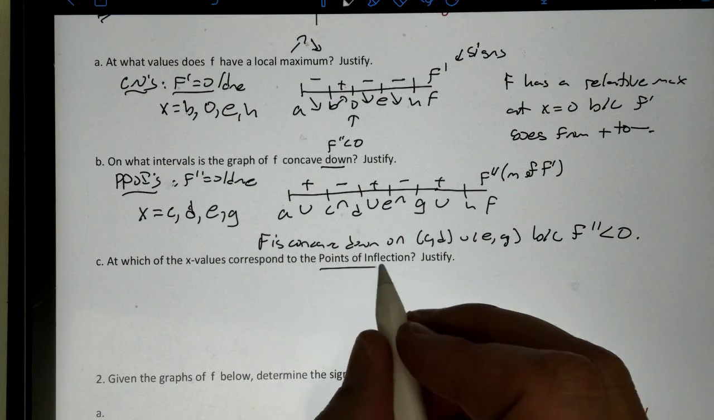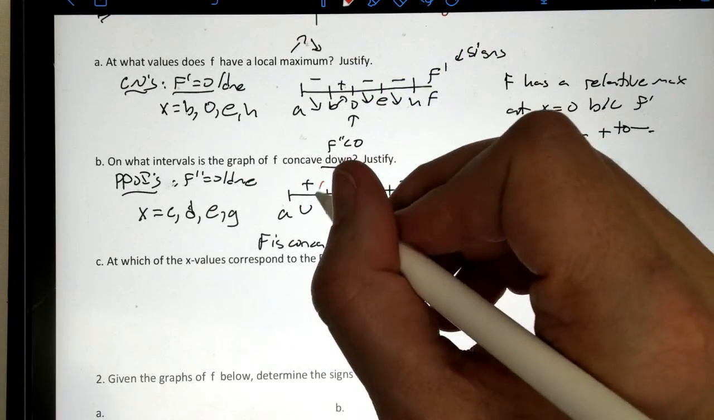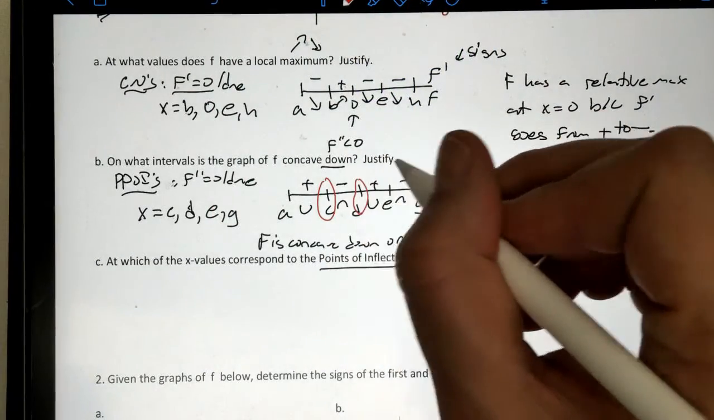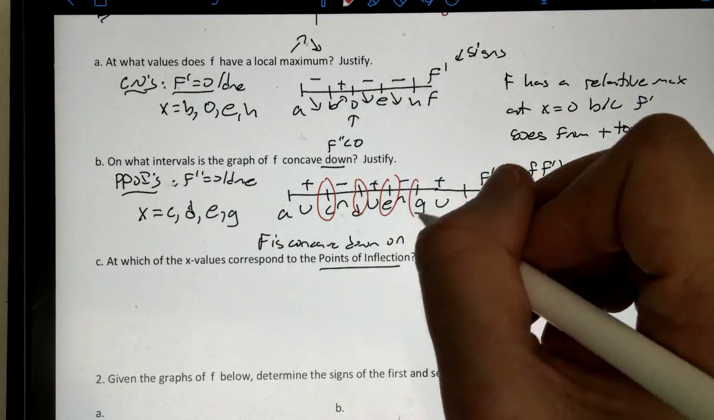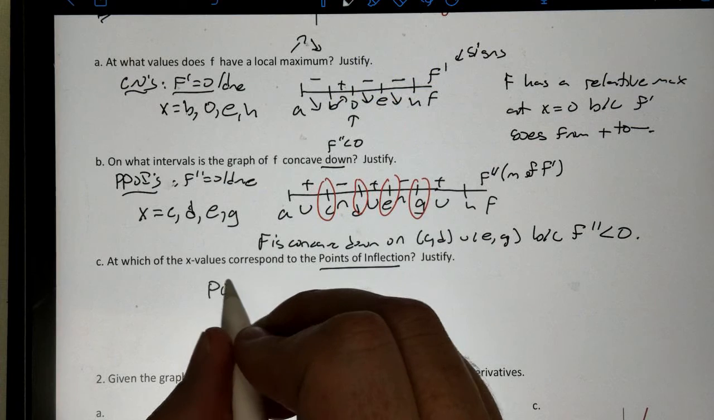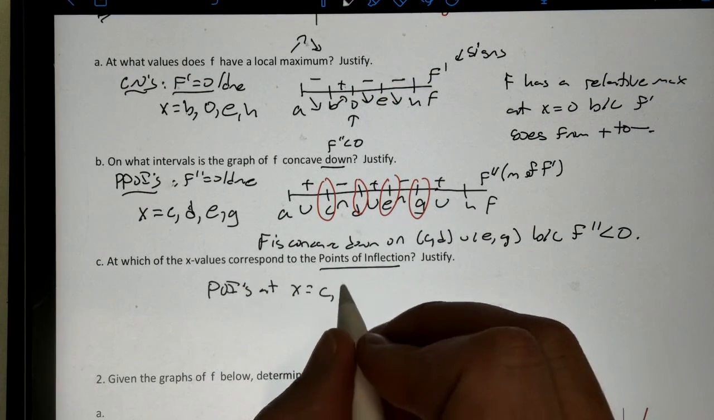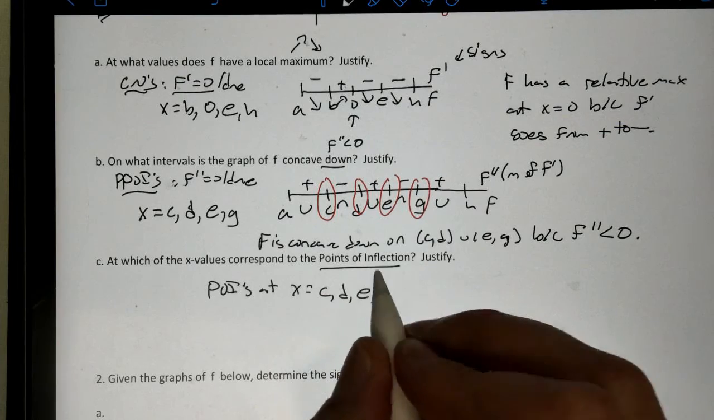Yeah, of course we have some POIs. That's where concavity changes. I'll mark those in red. Goes from plus to minus, minus to plus, plus to minus, minus to plus. Well, it looks like we have 4 of them. So we have POIs at x equals C, D, E, and whoops, that's a weird looking G.